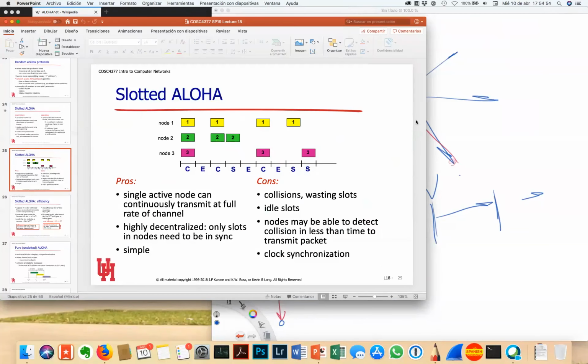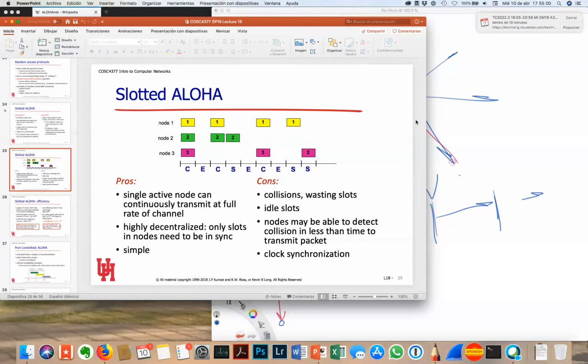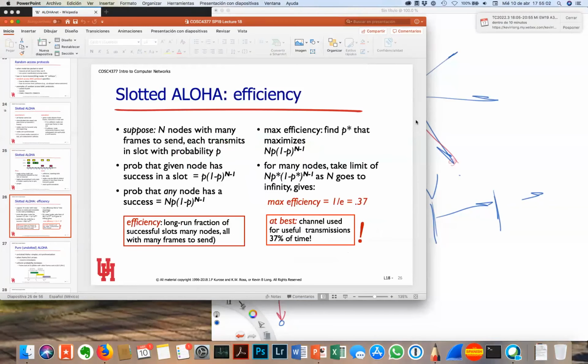It's crazy simple, and it works great as long as you're okay with only using about one third of your network capacity. So get yourself lots of radio, and you're going to throw a lot of it away, but it's dirt cheap to implement.